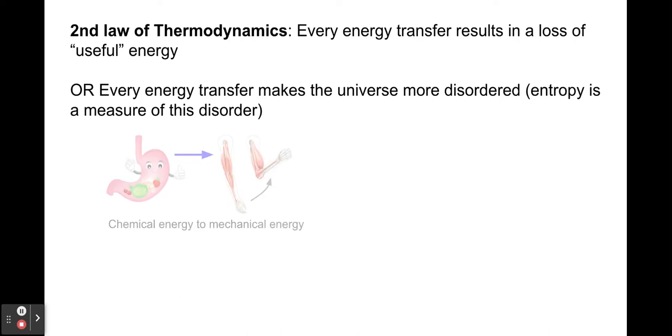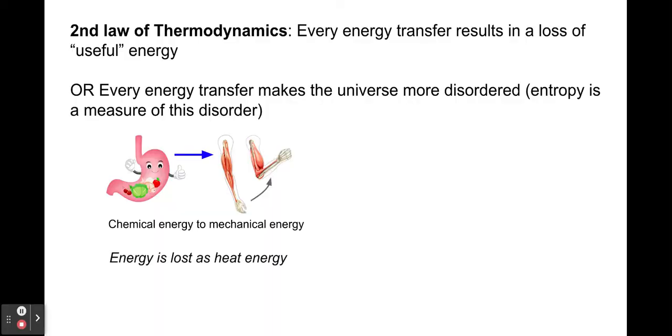Here are some examples. When your body breaks down food and uses it to create the mechanical energy that moves your arms, some of that energy is lost, not destroyed, because energy is never destroyed, but it is lost as heat energy. When you move your arms and legs, you start getting a little warm, and that is a loss of the chemical energy as it's transformed to heat energy, which is really hard to recover. Living things can't access that heat energy and use it easily.